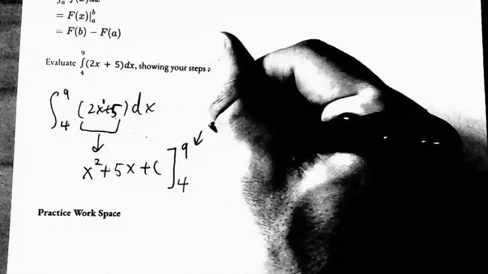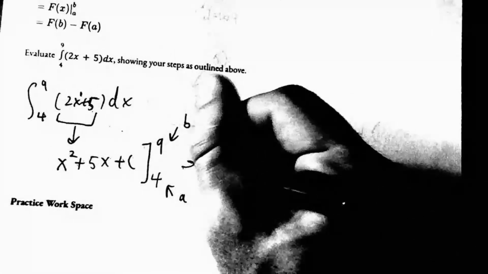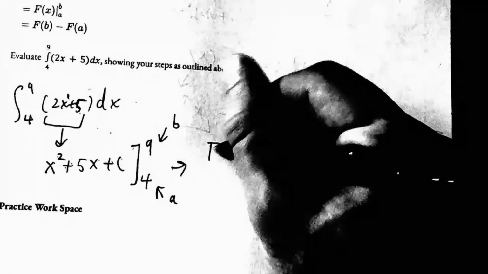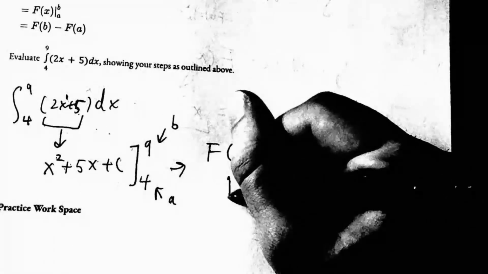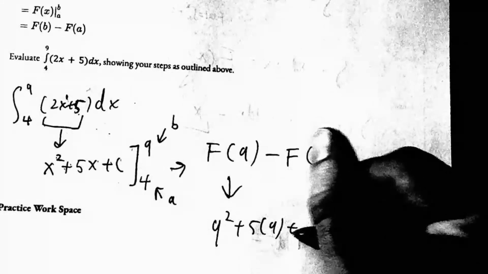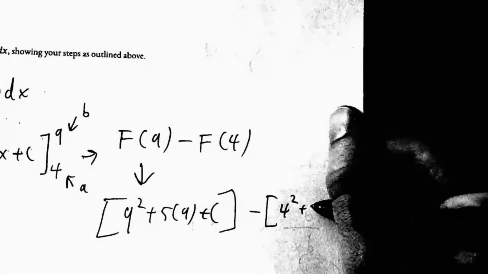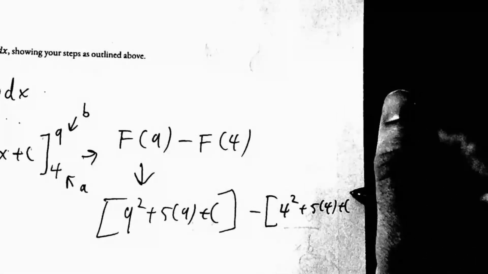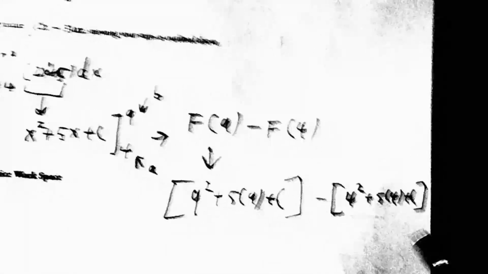Now step 2 is to find F of b minus F of a, the antiderivative of b minus the antiderivative of a. Now this is my b here, this is my a here. So we're going to do essentially F of 9 minus F of 4. Okay, so that becomes 9 squared plus 5 times 9 plus c, all in brackets, minus 4 squared plus 5 times 4 plus c. Okay, how did I do that? I just plugged in 9 into it, then I plugged in the 4 into it.